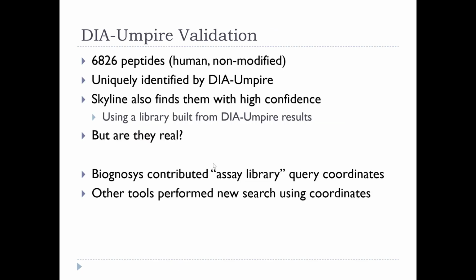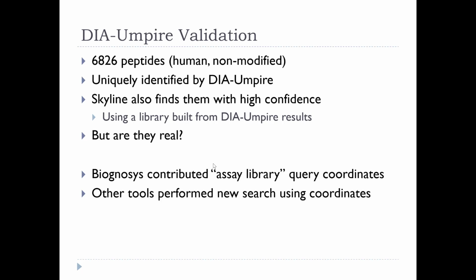And then we were like, well, DIA-Umpire was coming up with totally different things, because DIA-Umpire is a different method. It will search the entire FASTA. It generates spectra. It works like that MS to the E thing that Brian was talking about. We needed to validate these 7,000 non-modified human peptides that DIA-Umpire was identifying that weren't in the library. All these other tools are going from the library, and these weren't in the library, so they're only identified by DIA-Umpire.